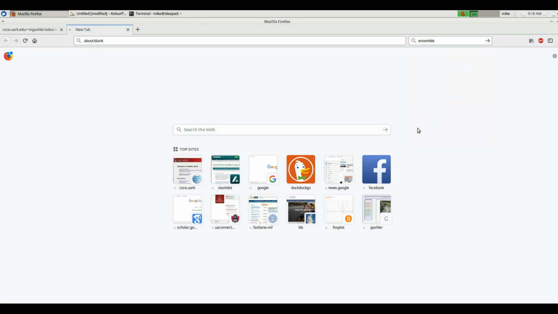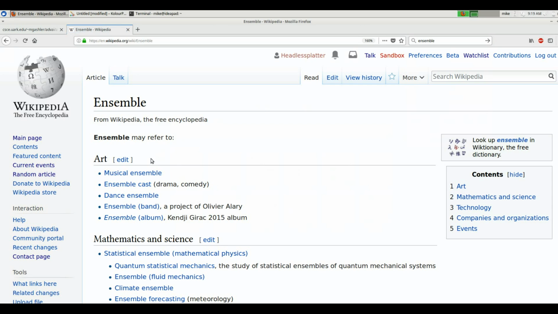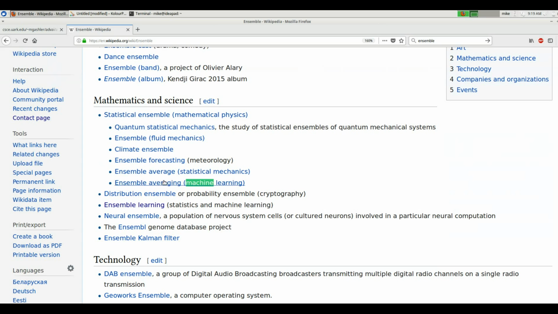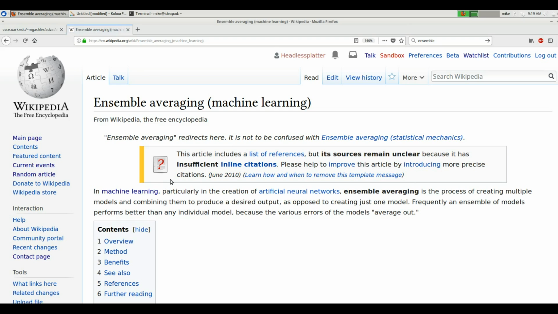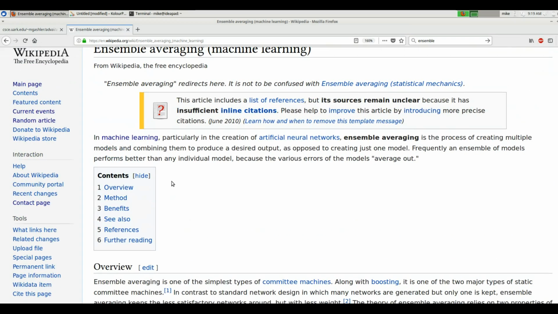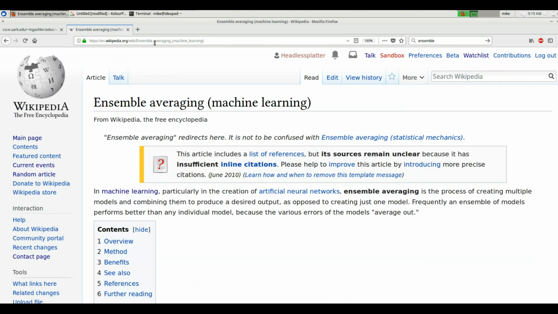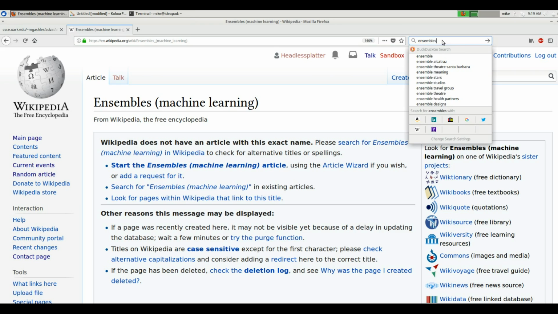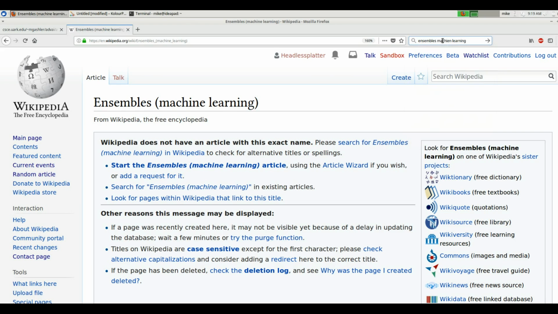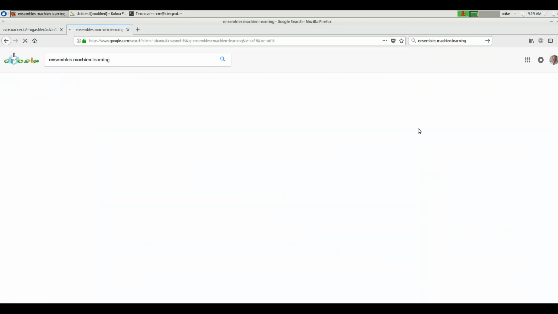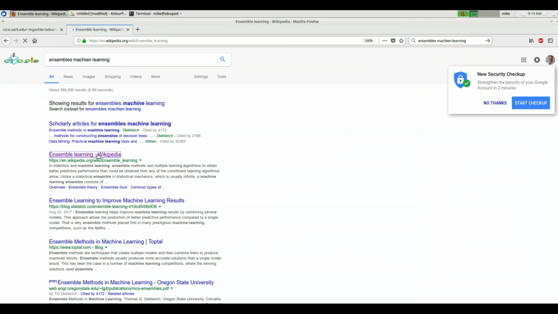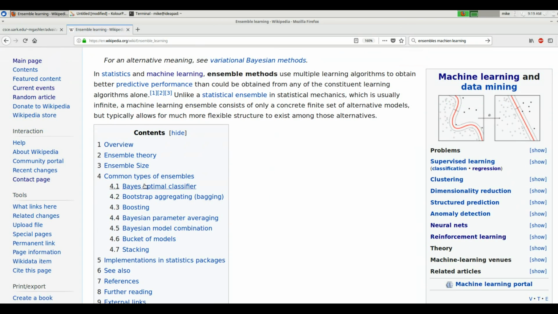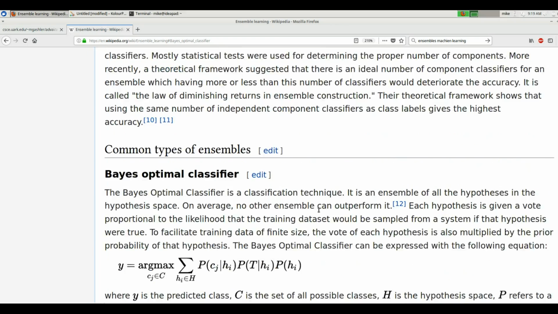Okay, so let me point you at a page. Ensemble averaging, I want just ensembles. Maybe it's ensembles. All right. Ensembles, machine learning. Google, please find me the right Wikipedia page. Ensemble learning. There we go. Bayes optimal classifier. Okay.